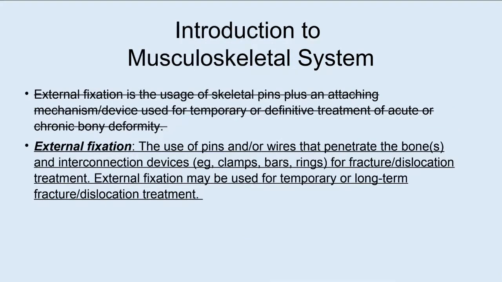The definition of external fixation was clarified, and there are specific examples. External fixation, the use of pins and or wires that penetrate the bones and interconnection devices, e.g. clamps, bars, rings. So that's the clamps, bars, rings part is new here. For fracture dislocation treatment, external fixation may be used for temporary or long-term fracture dislocation treatment. So it's kind of added some more examples in here.